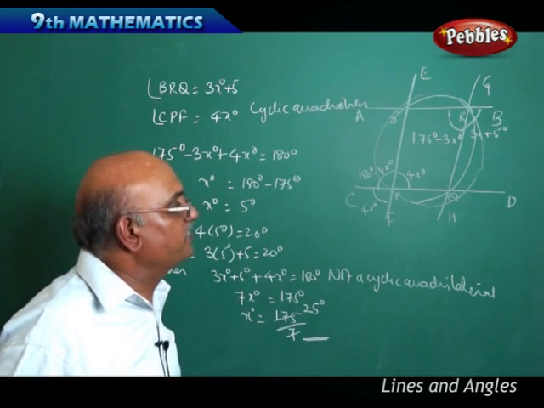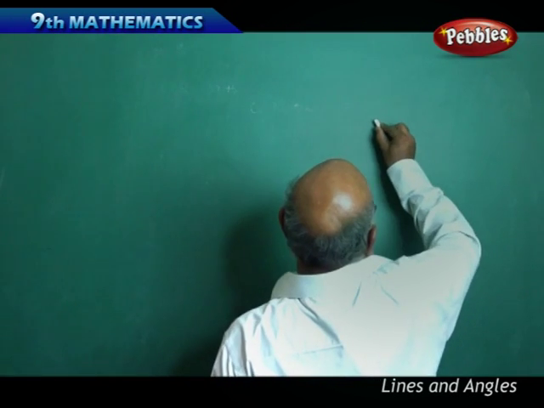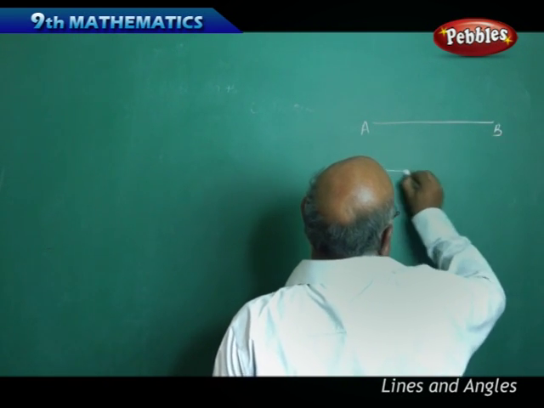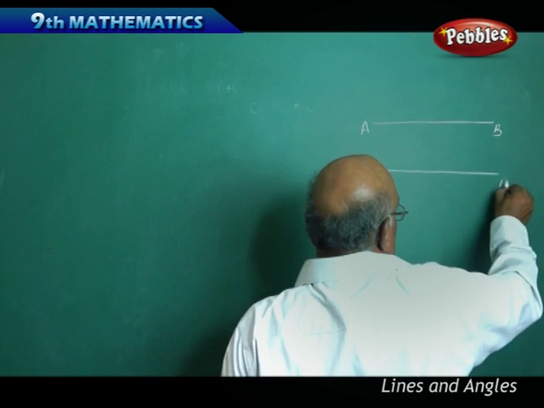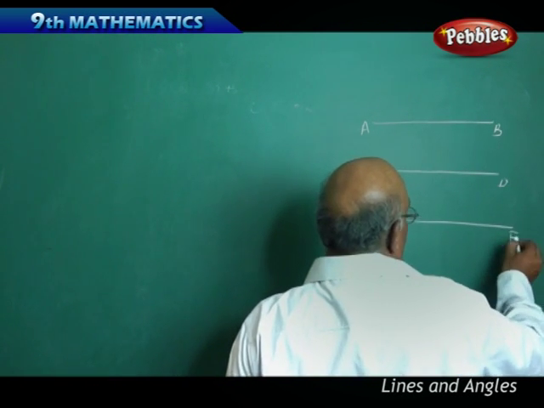This is one problem. Now, the next problem is of the same model, we will see. If AB is one line and CD is the other line and EF is the other line, these are the three parallel lines.